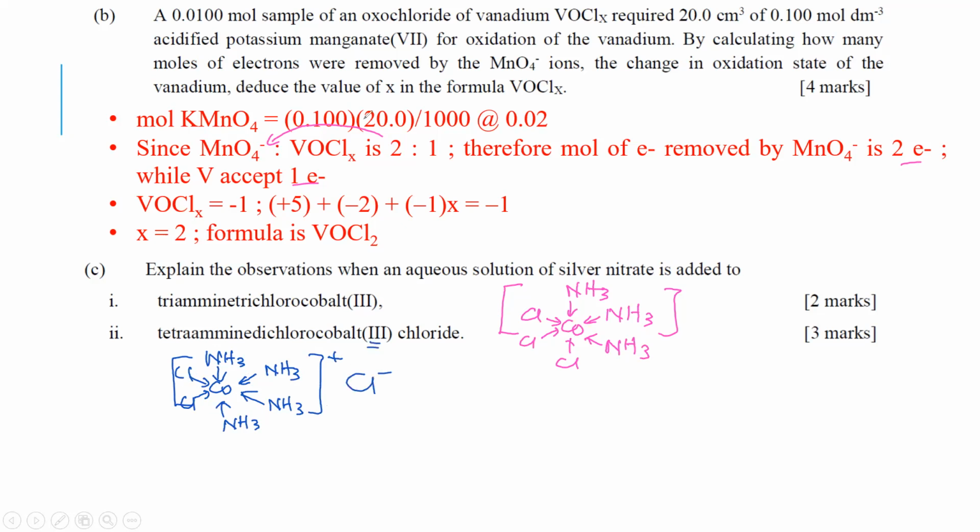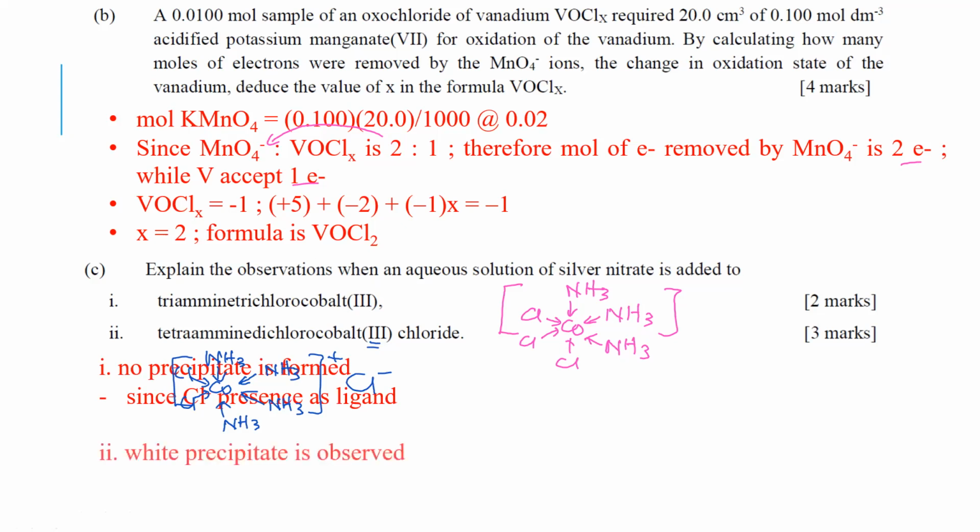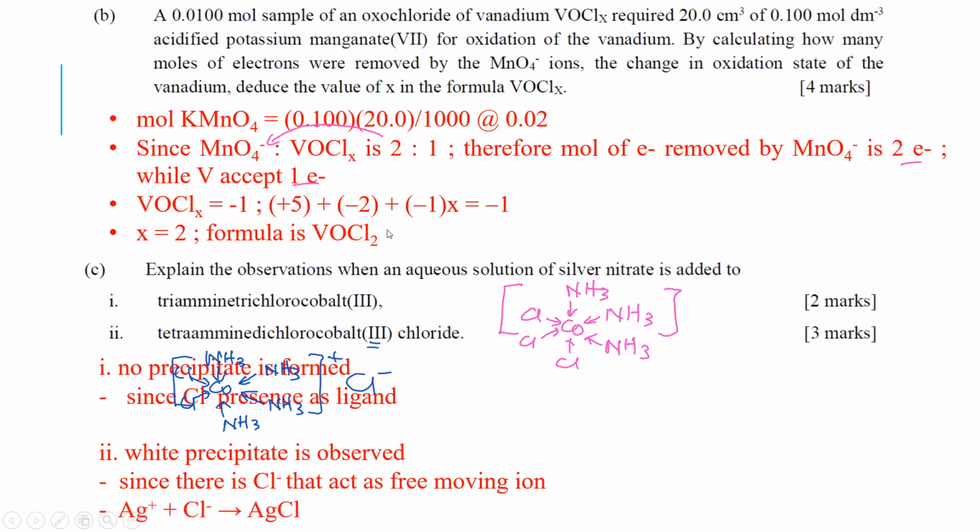so 1 Cl minus outside. Okay, so from here, when you add silver nitrate, you would expect that no precipitate is observed for triamminetrichlorocobalt. Why does no precipitate form? Because the Cl minus in here is present as a ligand, so you do not form the white precipitate of AgCl. But in the tetraamminedichlorocobalt, you form a white precipitate, observed due to there being a free Cl minus ion that acts as a free moving ion, so you form the equation Ag plus plus Cl minus gives AgCl in here.